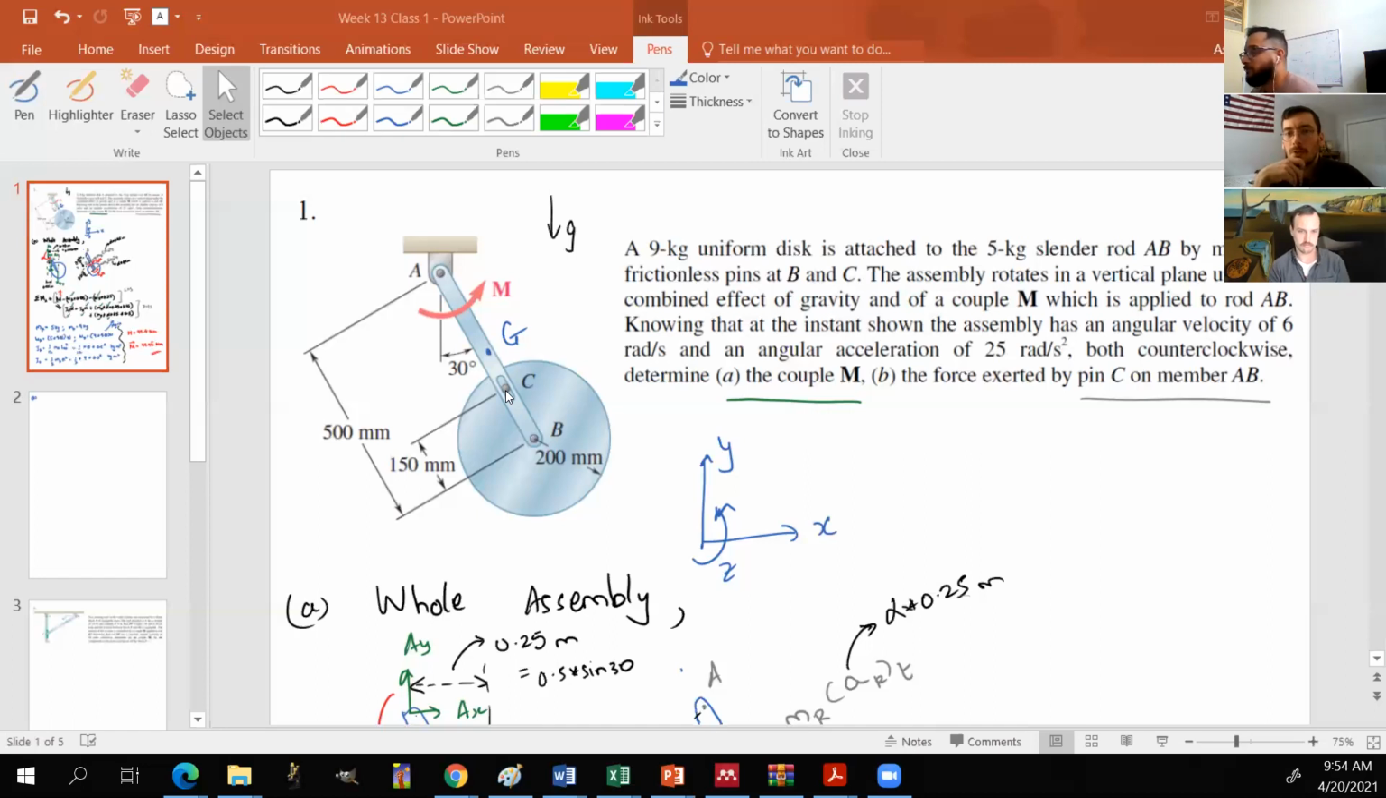Would it be the disc? Because you can just kind of use the parallel axis theorem, right? You don't even need to do that. The reason to look at the disc is because then you don't need to worry about the reactions at A. If you look at the rod, then, actually, you know what? That doesn't matter because you can just take the moments about the point A. All right, scratch that question.